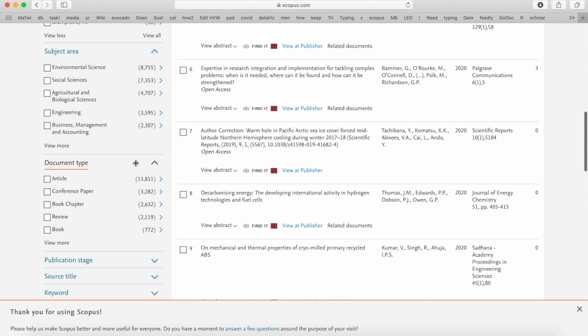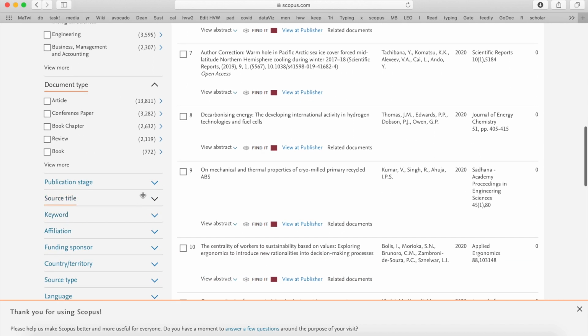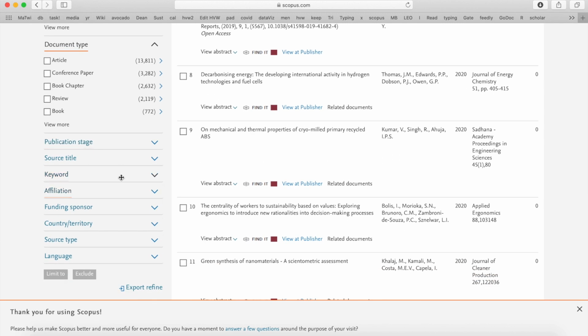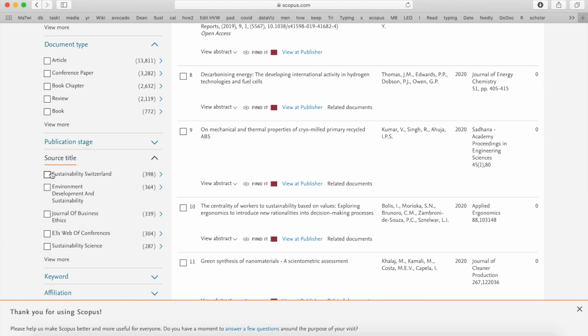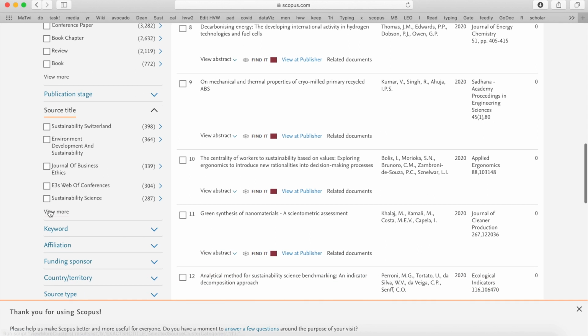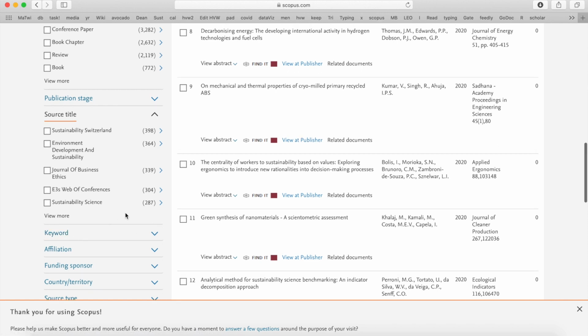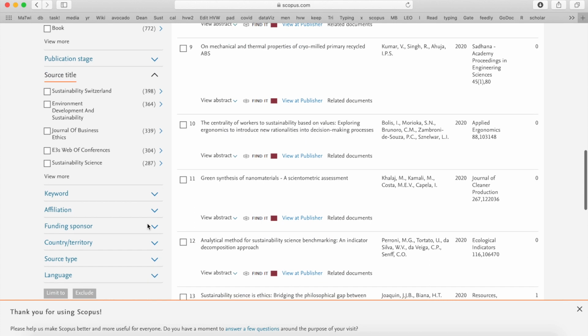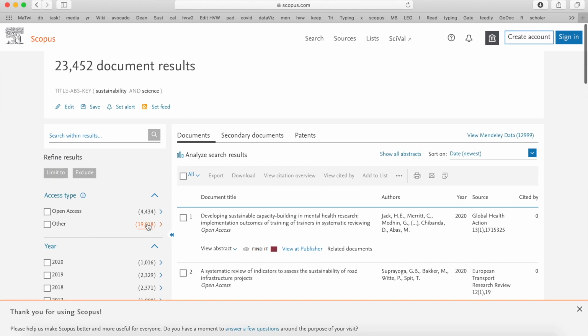You get document types, which is mainly articles, book chapters, reviews, these types of categories. What is also interesting is source title, where things are published. So in sustainability, Environment, Development and Sustainability, Journal of Business Ethics, and Sustainability Science. So there you can see, okay, which journals basically publish stuff to this end. And this is how you just look around.